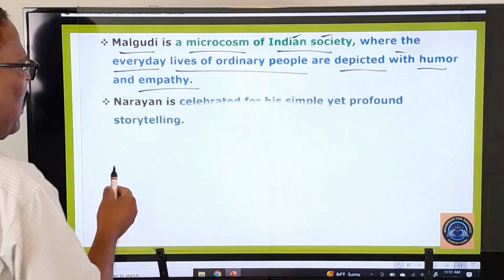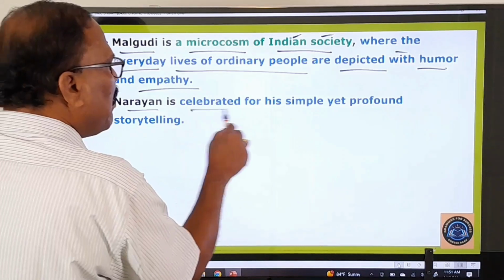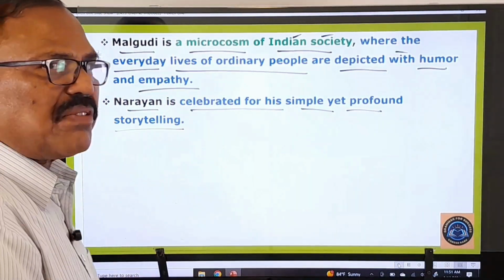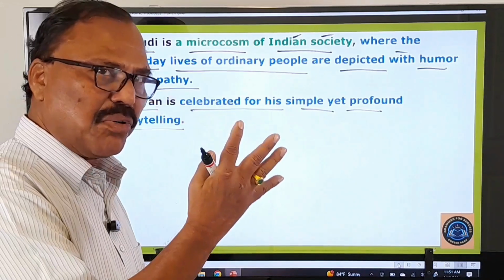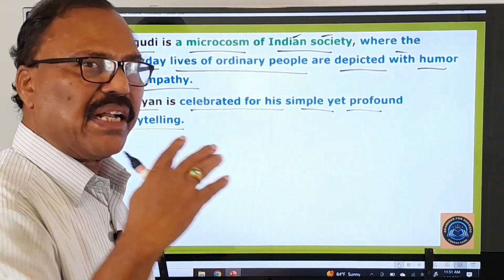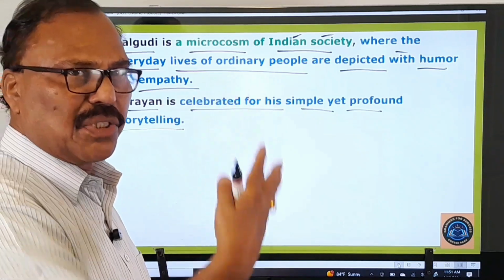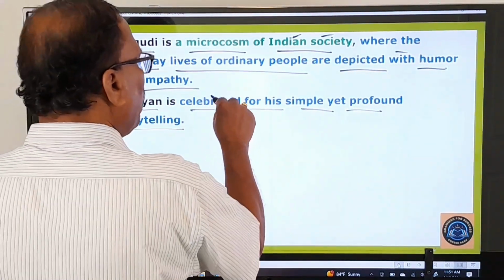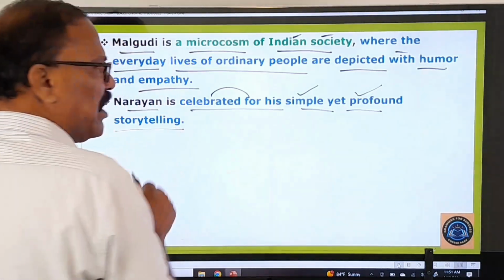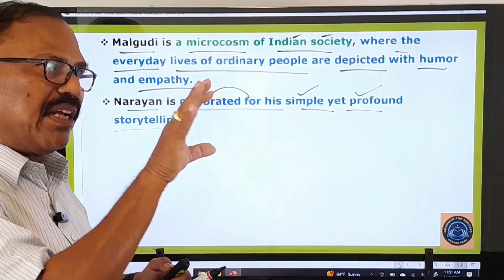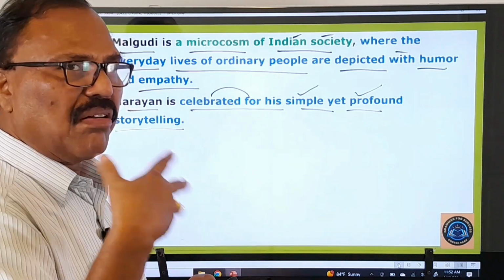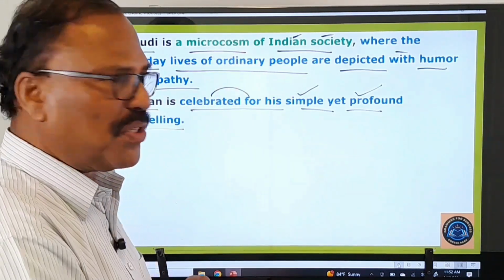And here you come to the next point. Narayan is celebrated for his simple yet profound storytelling. He is very good at telling stories. He maintains some kind of knack, some kind of skill in telling stories. So that's why he is celebrated. His way of telling the story is very simple, but it is very profound. So it is very meaningful also, right?